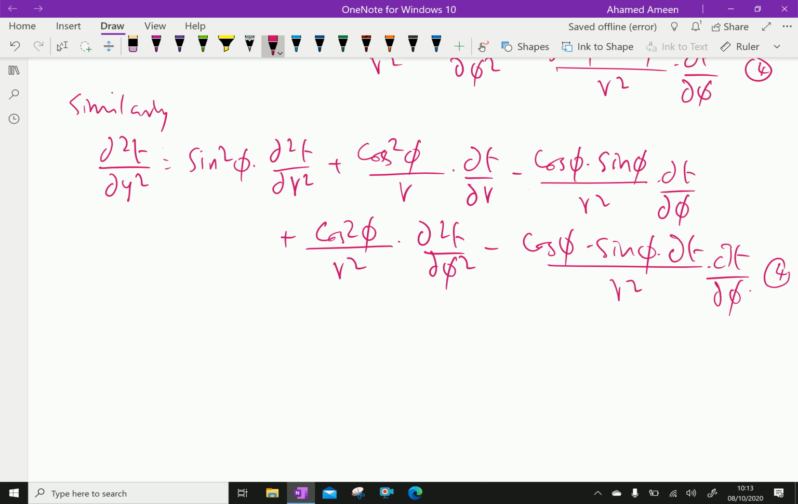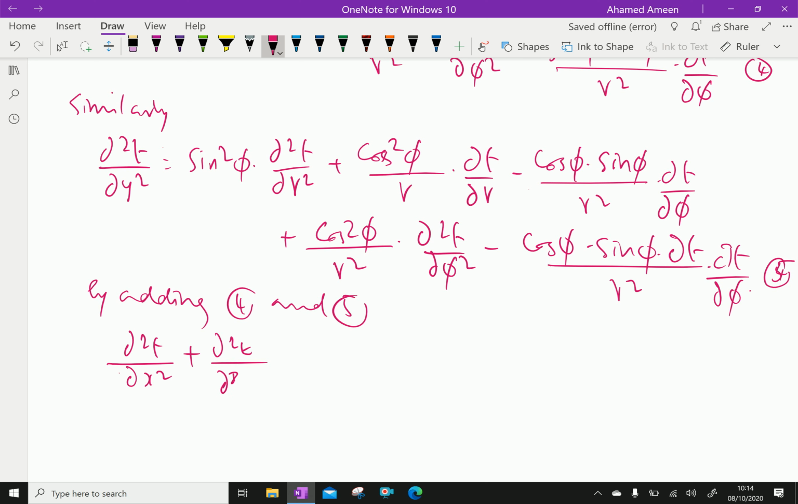By adding 4 and 5, we get ∂²T/∂x² + ∂²T/∂y² = ∂²T/∂r² + (1/r) ∂T/∂r + (1/r²) ∂²T/∂φ².